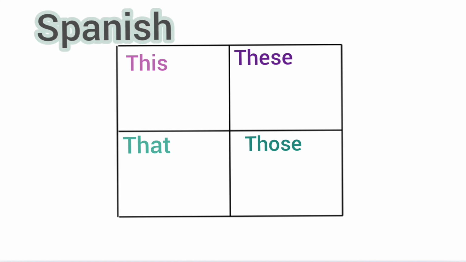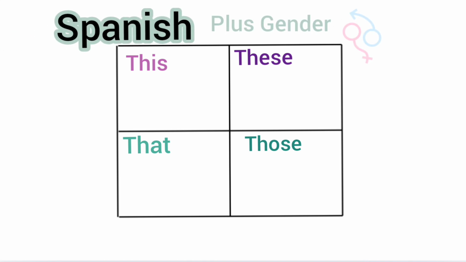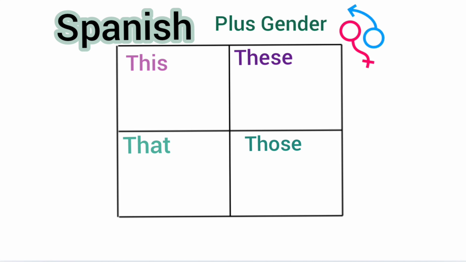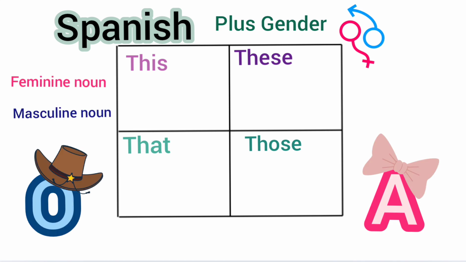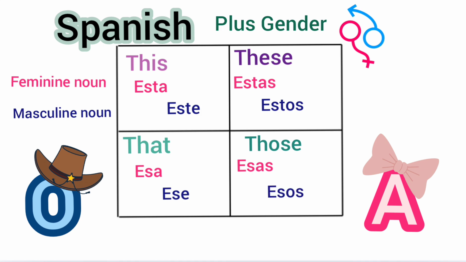Spanish works the same way, but with an extra detail, gender. That means you'll choose the word based on how close it is, how many there are, and whether the noun is masculine or feminine. Let's begin with the basic adjectives, the ones that go in front of a noun. The noun itself will guide your choice. The feminine forms in pink are esta, estas, esa, esas, used with feminine nouns. And the masculine forms in blue are este, estos, ese, esos, used with masculine nouns.